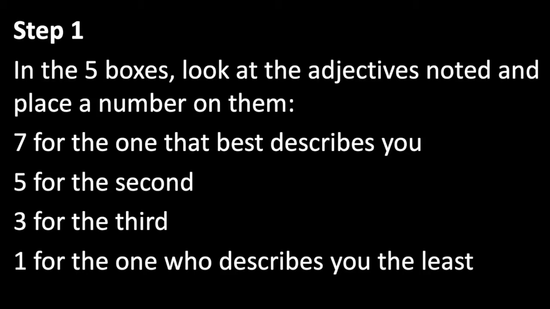So, first step, in the 5 boxes that will come, look at the adjectives noted and place a number on them. 7 for the one that best describes you, 5 for the second, 3 for the third, and 1 for the one who describes you the least. So let's start with the first box.